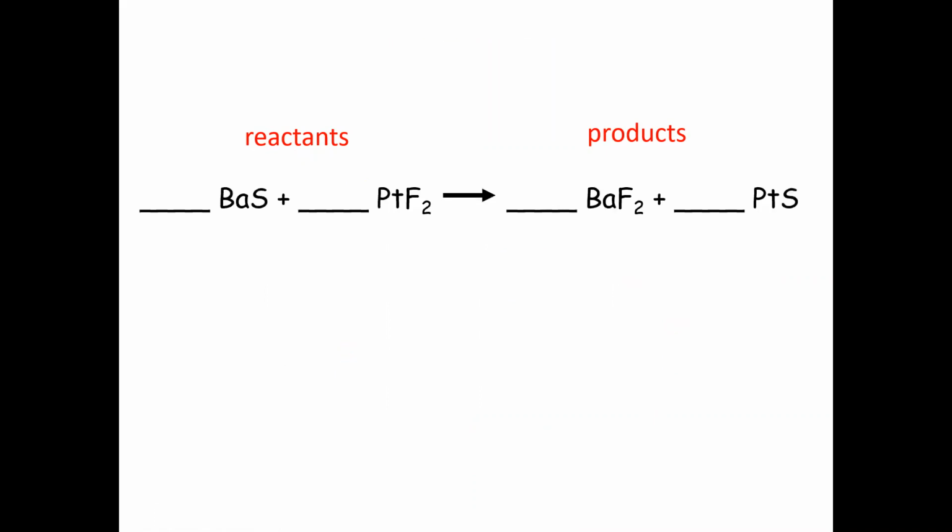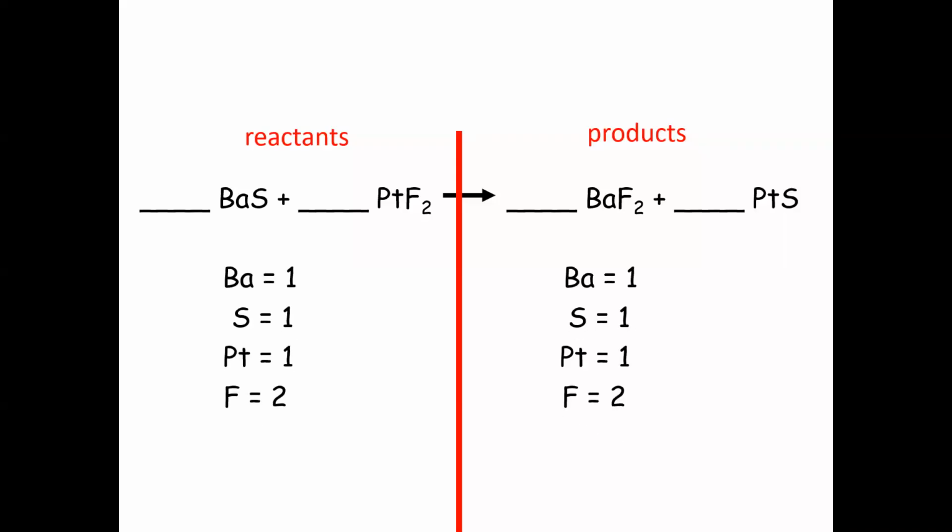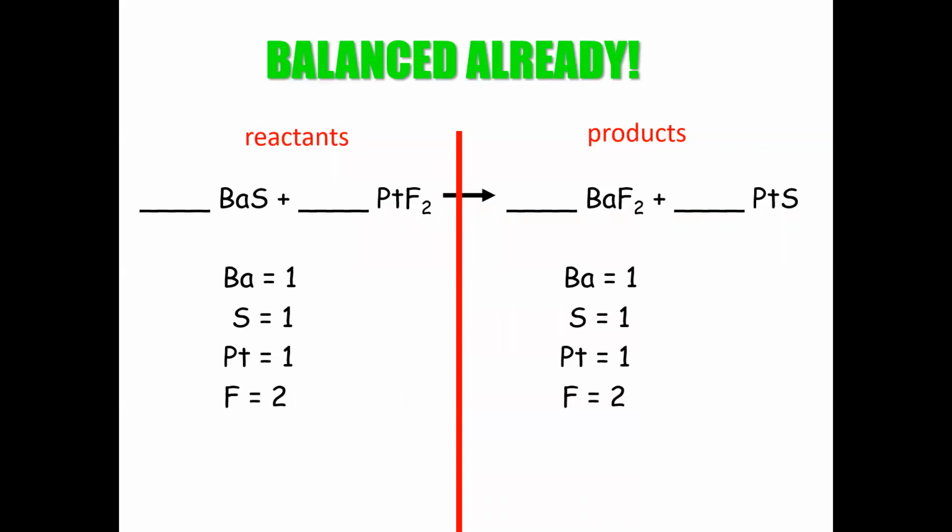Okay, next one. So for this one, again, separate your reactants from your products. Do your tally for each of the elements. And you can see that that one is already balanced. So you don't have to do anything with that one at all.